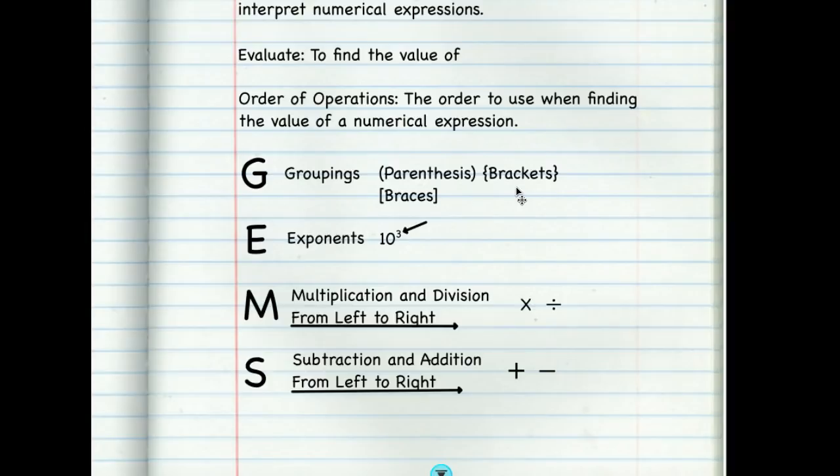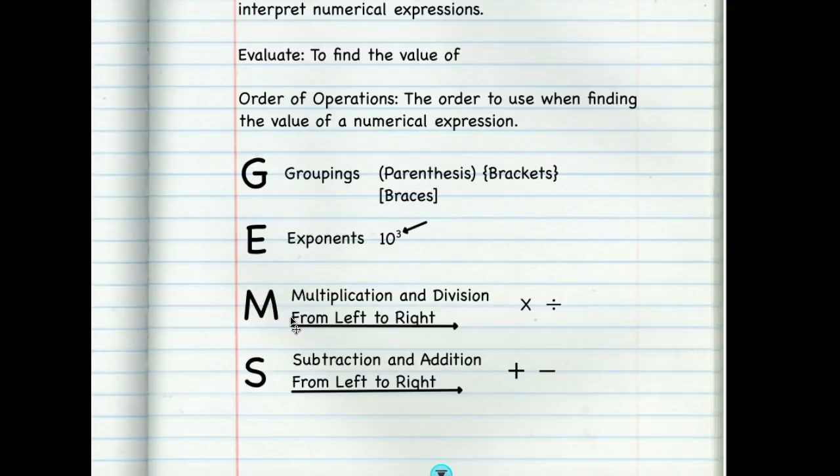In sixth grade, they're going to be working more with brackets and braces. So this is kind of getting you ahead of the game there. For exponents, you're going to write your number 10 with a 3 in the exponent's place, and I want you to draw an arrow pointing to the exponent, which is the 3 in this case.